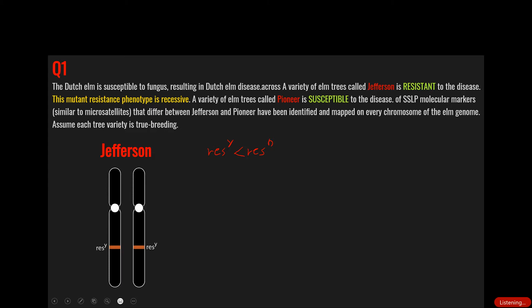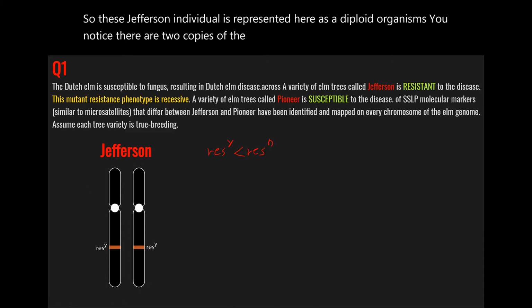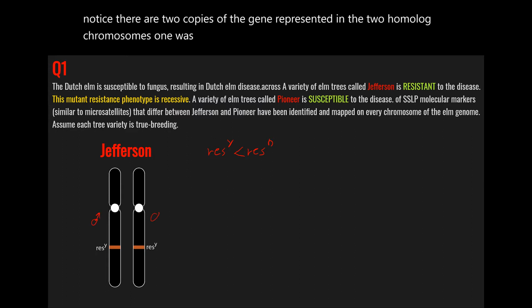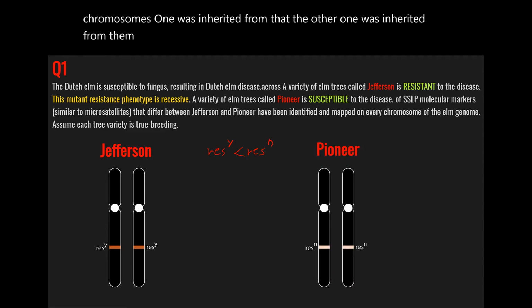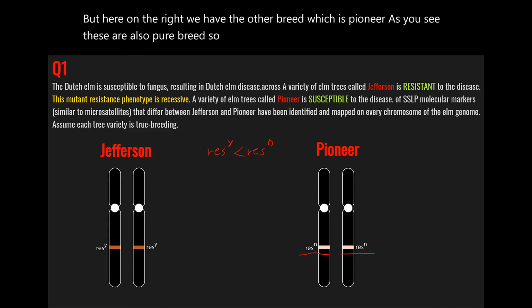So this Jefferson individual is represented here as a diploid organism. You notice there are two copies of the gene represented in the two homolog chromosomes. One was inherited from dad, the other one was inherited from the mom. And here on the right we have the other breed, which is Pioneer. As you see, these are also pure breeds, so they are homozygous for the dominant allele.